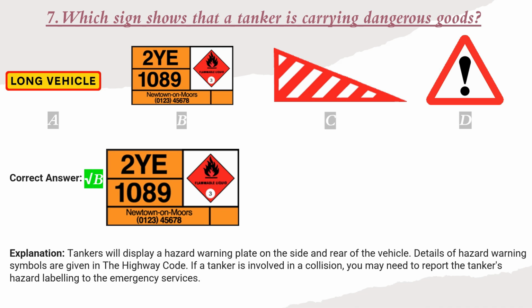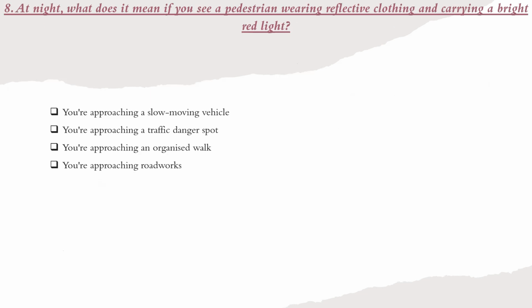Explanation. Tankers will display a hazard warning plate on the side and rear of the vehicle. Details of hazard warning symbols are given in the Highway Code. If a tanker is involved in a collision, you may need to report the tanker's hazard labeling to the emergency services.